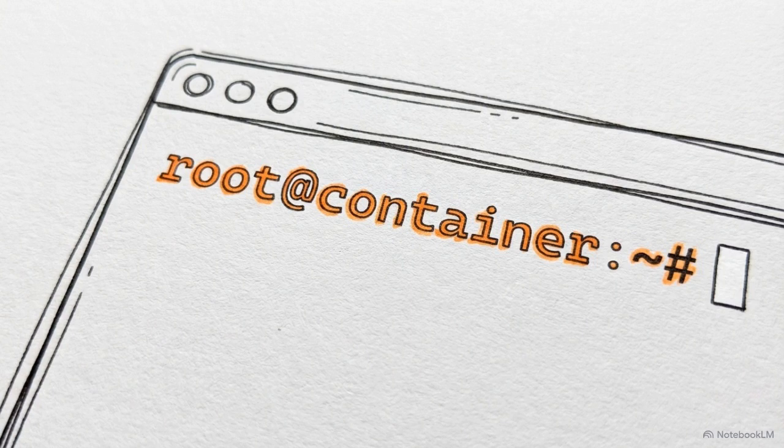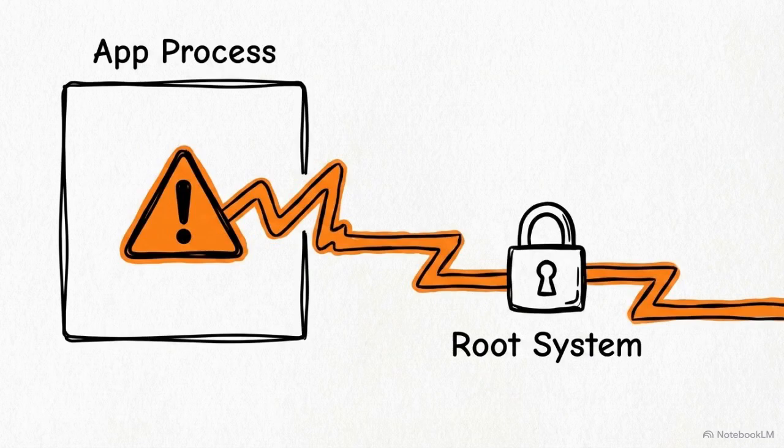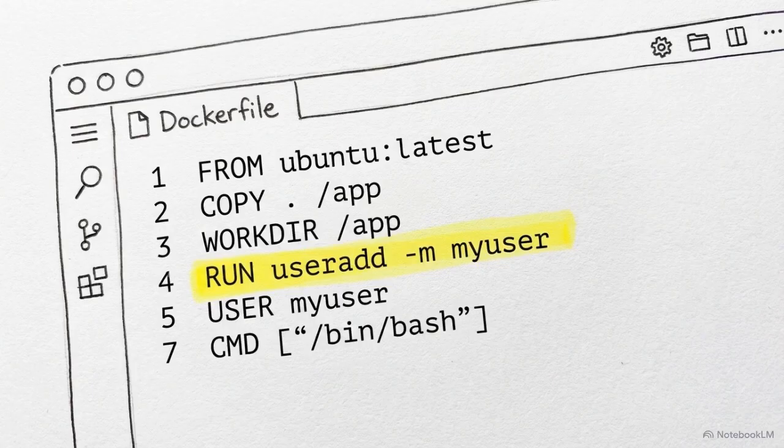Standard container builds often run as the root user by default. This creates a security risk. If the application is compromised, the attacker inherits full administrative privileges within the container. We resolve this by creating a dedicated system user within the Dockerfile.